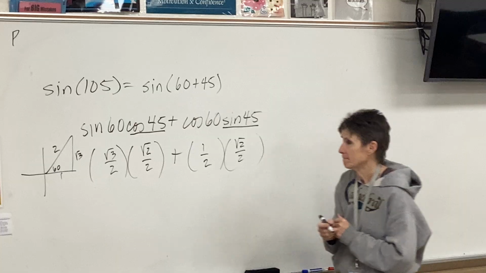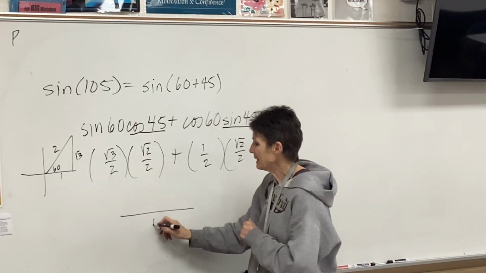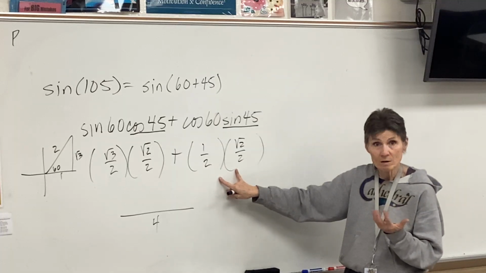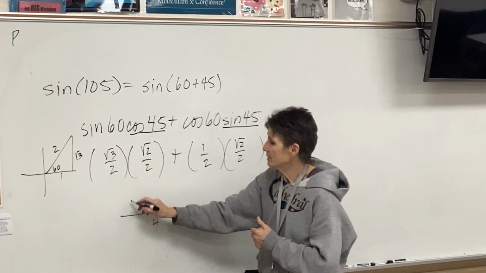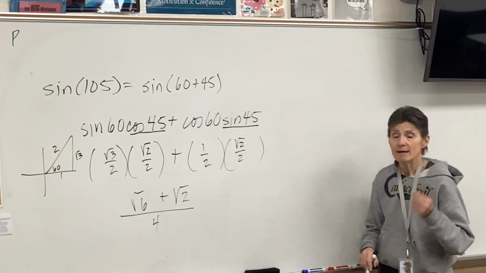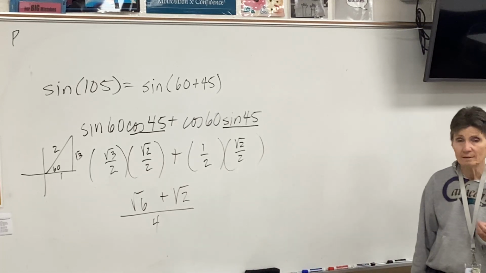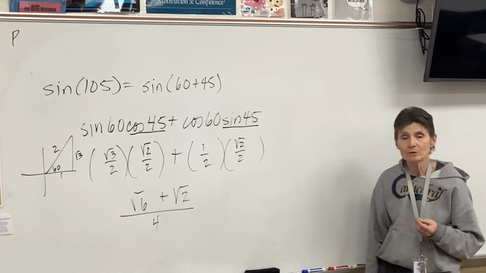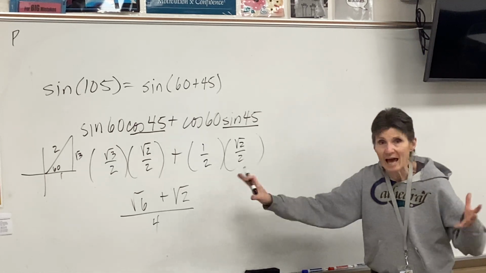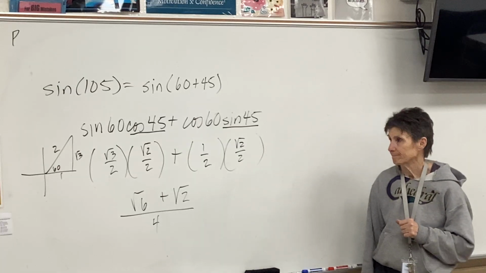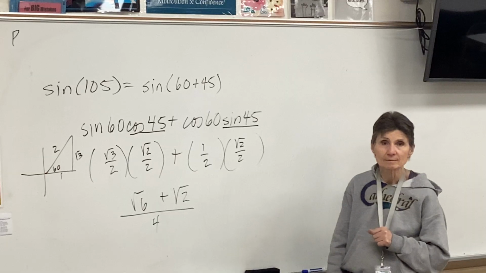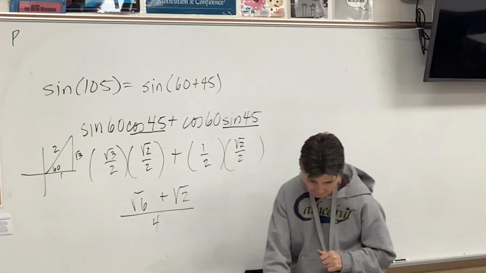I'm going to end up with 1 fraction. The denominator is going to be 4, and the numerator is going to be root 6 plus root 2. And again, every single one of these that we've done, including the one you do on your quiz, is going to be some version of that. Because these are the numbers that we're always using, some combination of those.